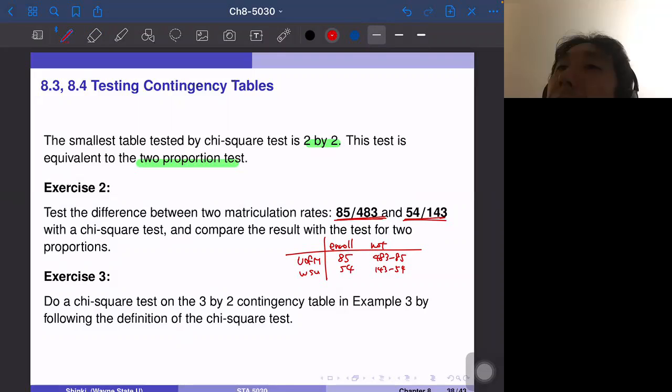Actually, there is a proportion test for two samples, but this is actually done as a chi-square test. So the test for two proportions is not necessary; you can always just use the chi-square test.